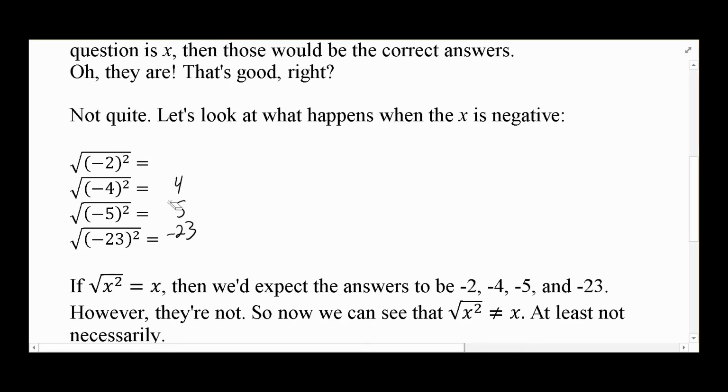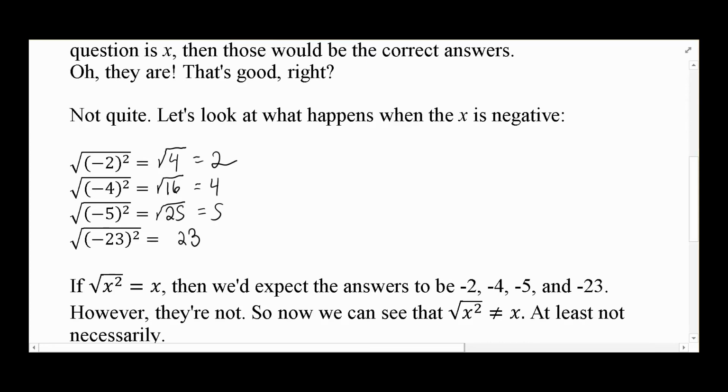Let's look at what actually does happen when we try to solve these problems, to understand what the answer should be. If I take negative 2 and square it, negative 2 times negative 2 is positive 4. I get the square root of 4. The answer to that is positive 2. If I square negative 4, I get 16. The square root of that is 4. And if I continue on, I get the square root of 25, which is 5. And you could probably guess then for this last one that the answer is actually positive 23.